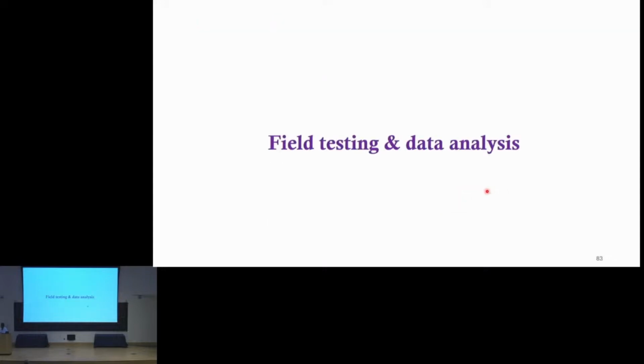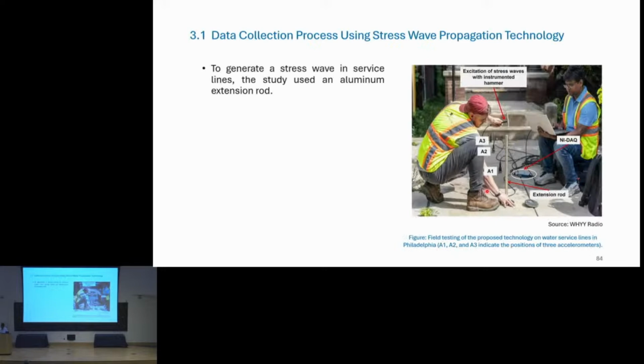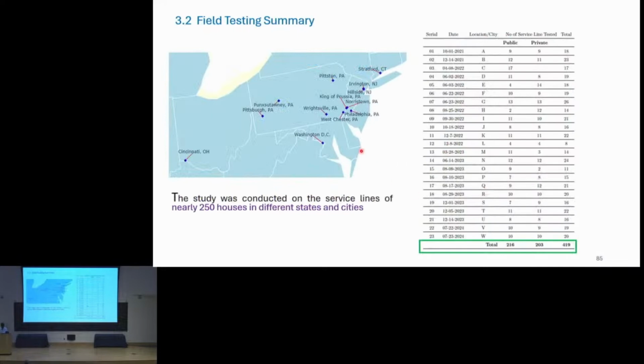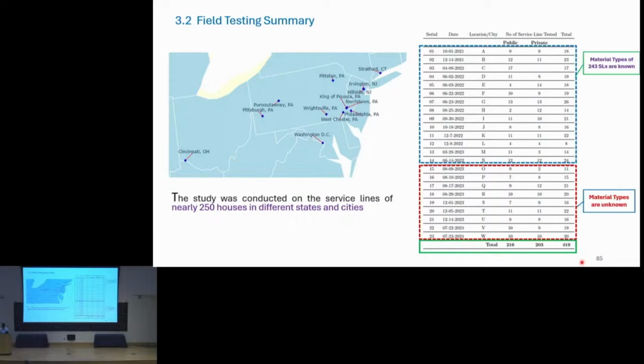Then we moved to the field testing. For field testing, again, we used the same approach that I described already. We recorded 51,000 samples per second, and for each service line, we recorded 15 to 20 sets of data to ensure repeatability. And these are the locations. We tested nearly 23 cities across the United States and around 419 service lines. For part of the service lines, we knew the material types, and for part of the data, we didn't know what the material type would be. So those were blind tested.